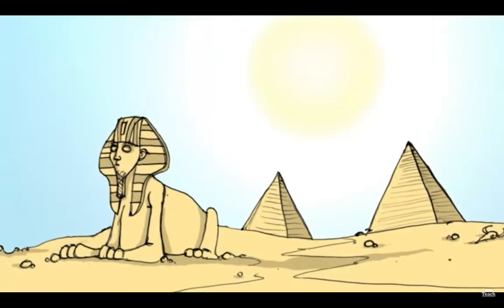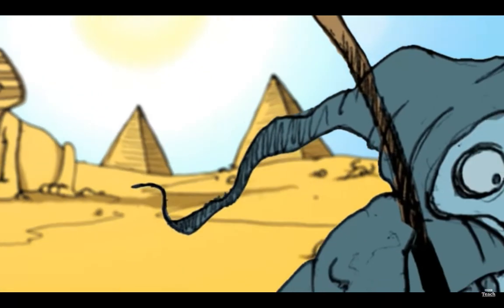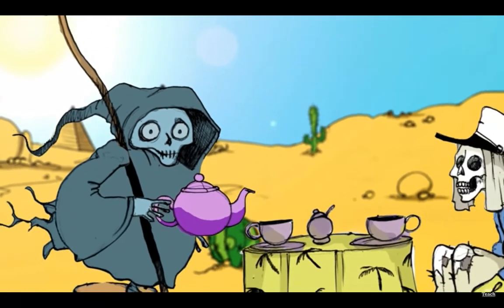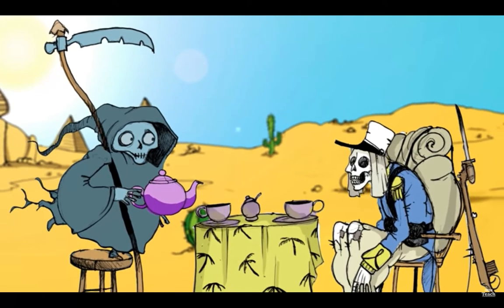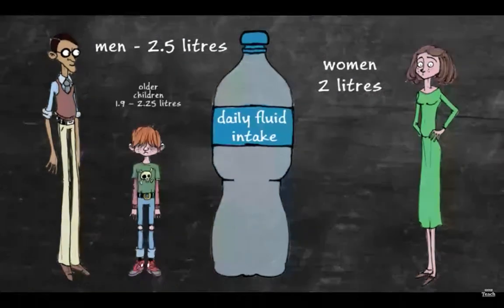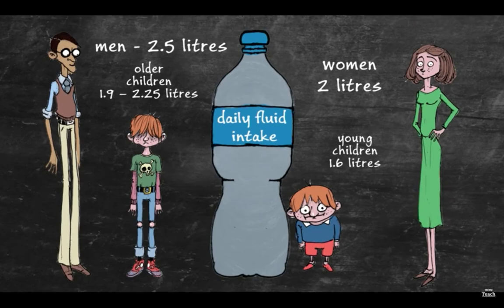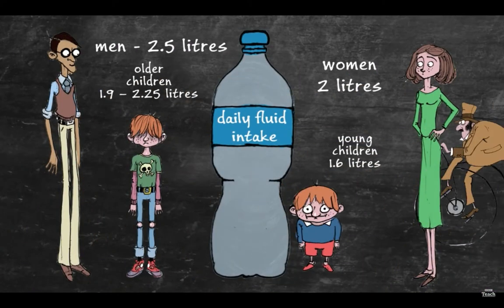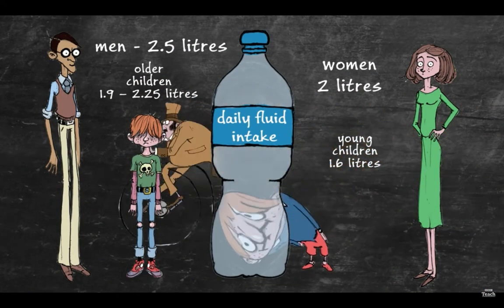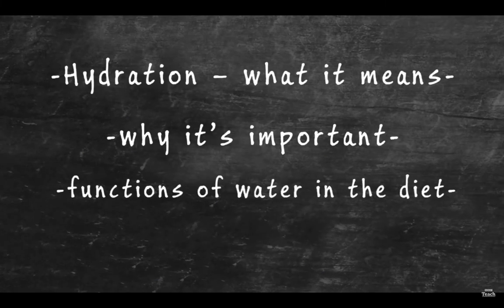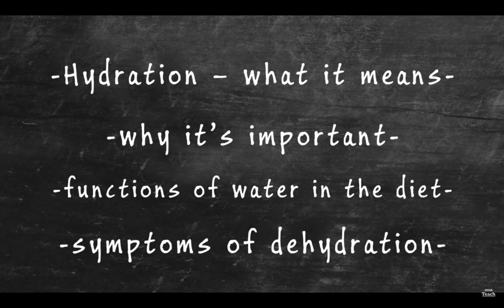Someone who's already dehydrated should avoid caffeinated drinks. Caffeine has diuretic properties, causing increased urination, making the body release even more water. Severe dehydration can be life-threatening, not the happy ending we were hoping for. These are the recommendations for daily fluid intake. Athletes and people exercising vigorously need additional water to replenish the water lost through sweating and respiration. So now you should know about hydration, what it means, why it's important, and the functions of water in the diet, as well as symptoms of dehydration.